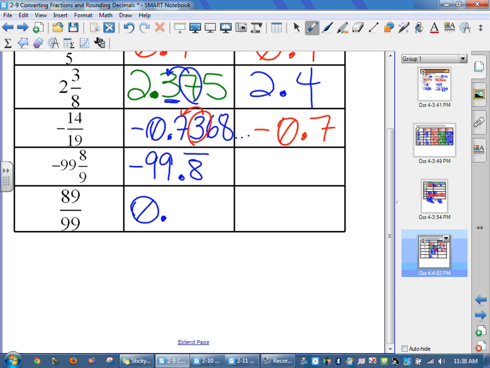Now let's round both of those. When we round them, that just means we have lots of 8s at the end of this one. So what does that second 8 tell the first 8 to do? To round up to a 9. Good. So this will give us negative 99.9. And look at the other one here. What does that 9 tell the 8 to do? Round to a 9. Good. 0.9. Okay, check your work. This concludes 2.9 converting fractions and rounding decimals.